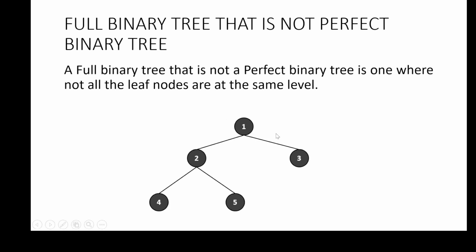So don't get confused between a full binary tree and a perfect binary tree. All the perfect binary trees are full binary trees. But a full binary tree, like what is given here, need not be a perfect binary tree. So a full binary tree that is not a perfect binary tree is one where not all the leaf nodes are at the same level.